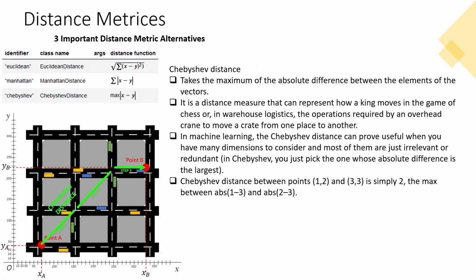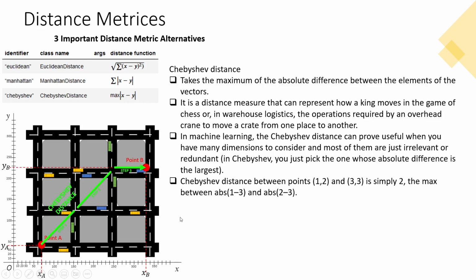And there is yet another distance metric called Chebyshev distance that works like a crane that we use in warehouses. Or you can imagine the moves of a king in a chess game. In chess, a king moves either diagonally like this, or it can go in this direction, or it can go in this direction. So for this example, we want to go from point A to point B. The king moves here, and then the king moves here. All right.